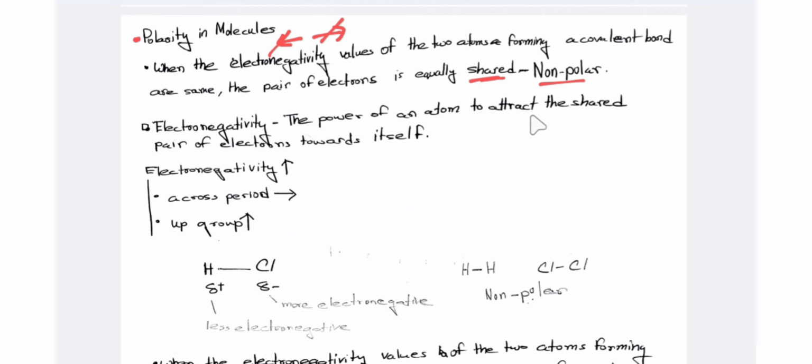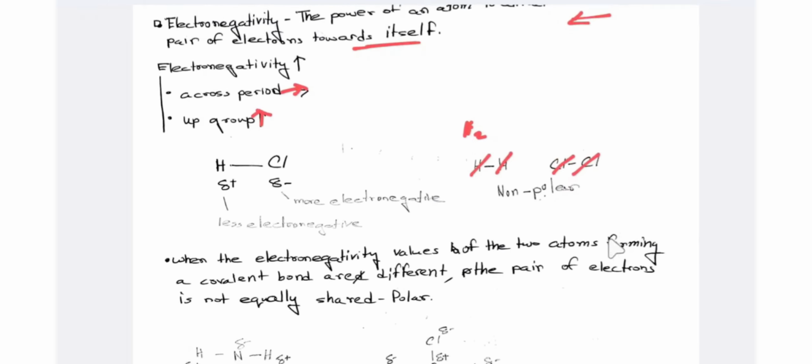Electronegativity is the power of an atom to attract the shared pair of electrons towards itself, and it increases across the period and increases up the group. So for HCl, we can see that chlorine is more electronegative compared to hydrogen. But for hydrogen and hydrogen, that is H2, both have the same electronegativity, so the values cancel each other out. Then for chlorine, Cl2, both have the same electronegativity, so the values cancel each other out.